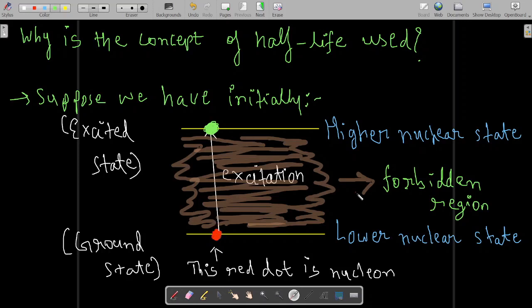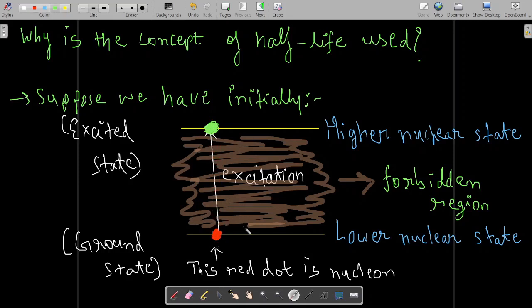If you click the photo of the nucleon at this particular moment, the next moment you will find it over here directly. You will find the nucleon which was in the lower nuclear state directly in the higher nuclear state. It will not even pass through these intermediate regions. It will directly go from here to here.